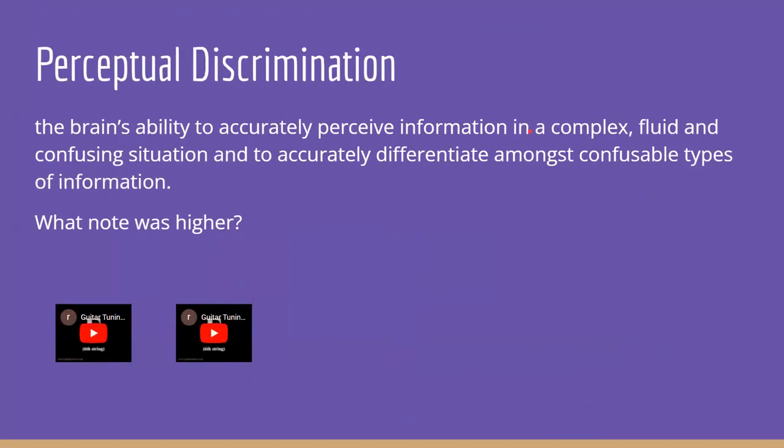Perceptual discrimination. This is just the brain's ability to accurately perceive information in a complex field, and I'm not going to read that. I didn't make that definition. It's overly complicated. It's basically just being able to decipher between things. So which note is higher? You probably said the second one, hopefully. It's okay if you didn't, but I don't know how you wouldn't know that. That's what perceptual discrimination is. I can pick out the difference.